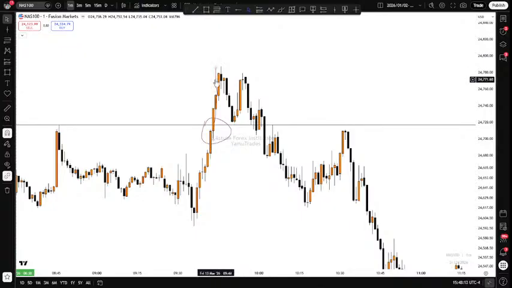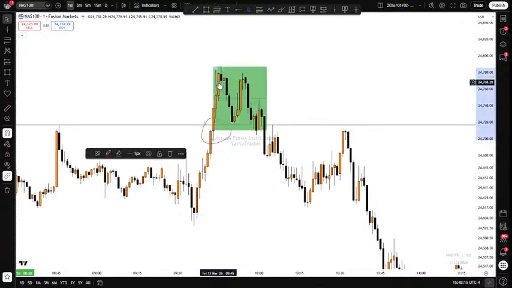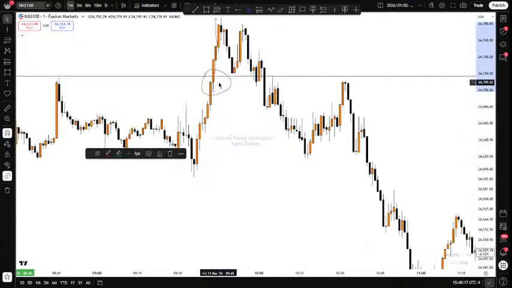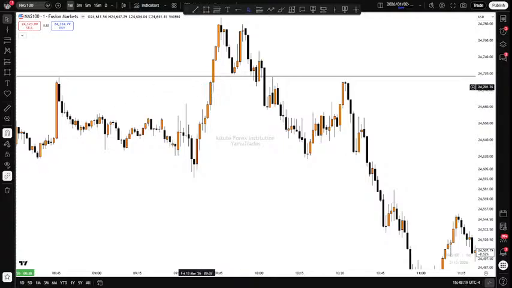It's simple. We're going to look for a fair value gap. What is a fair value gap? A fair value gap is whereby the market leaves a gap here. What is a gap? Let me show you in real time. Let me show you the gap. This is the gap. You see, this is the gap.